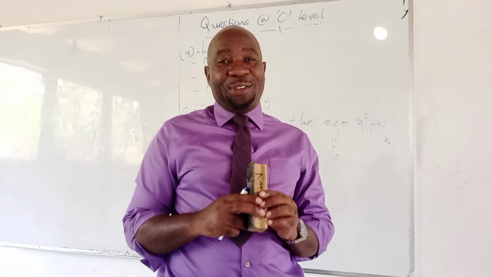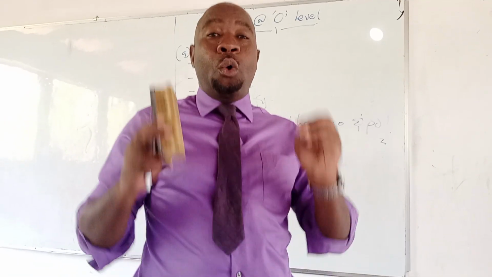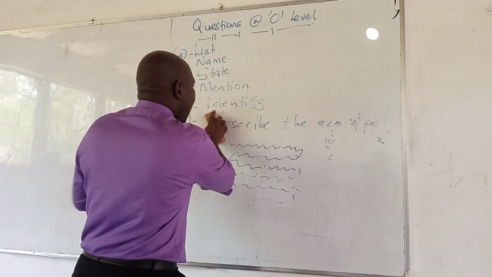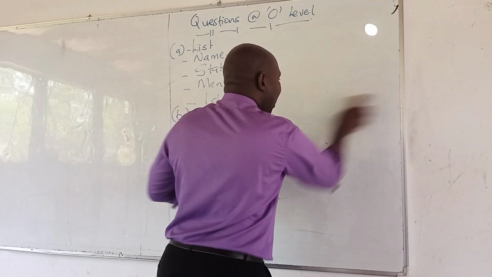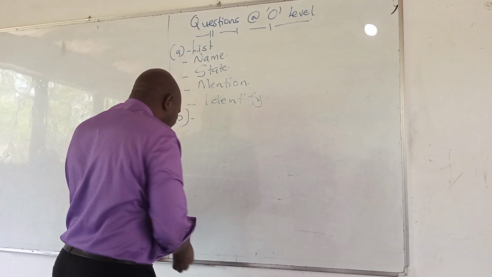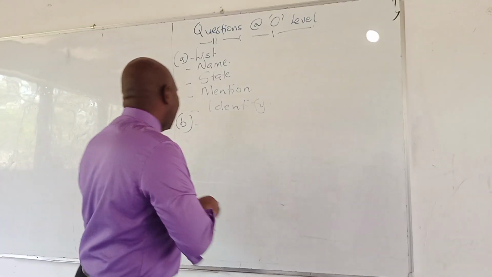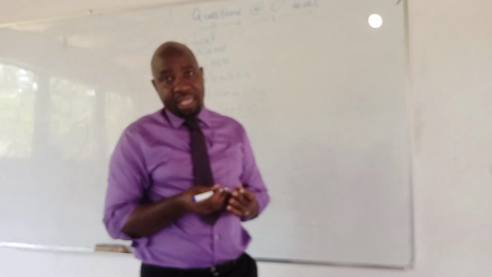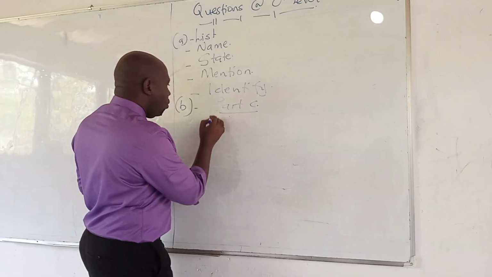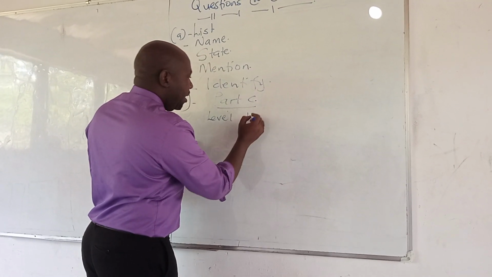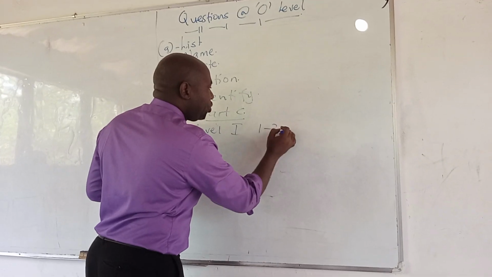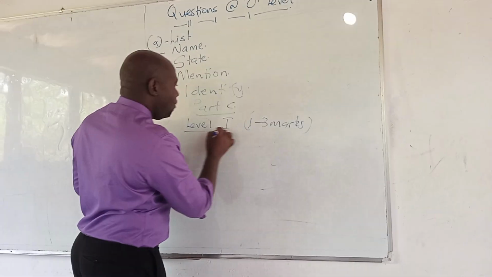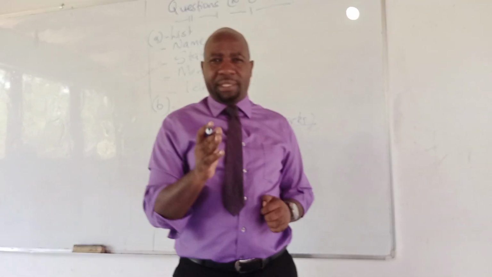Let's move on and talk about part C. What should be done when you answer part C? So let's write again: part C. What should be done when we answer part C? Part C has got 3 levels. Number one, we have what is called level 1, with 1, 2, 3 marks.